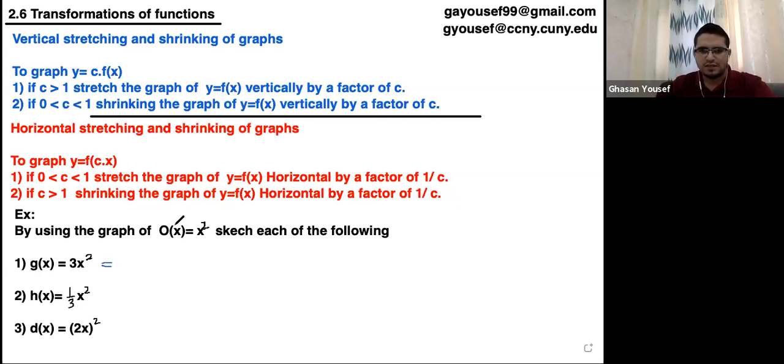So my original function is O of x equals x squared. I have to modify it to make it similar to this function. Then I can graph the function g of x. What should I do here? Does anyone have an idea?